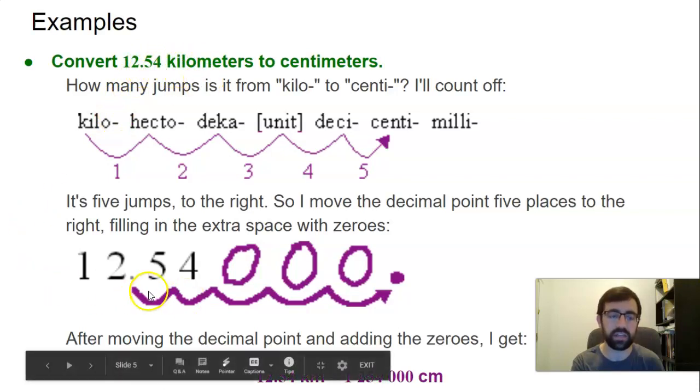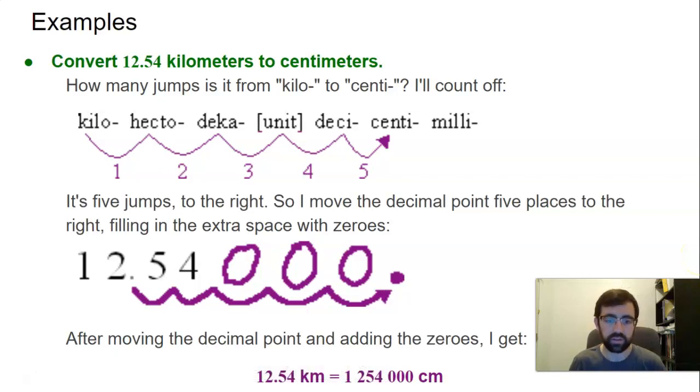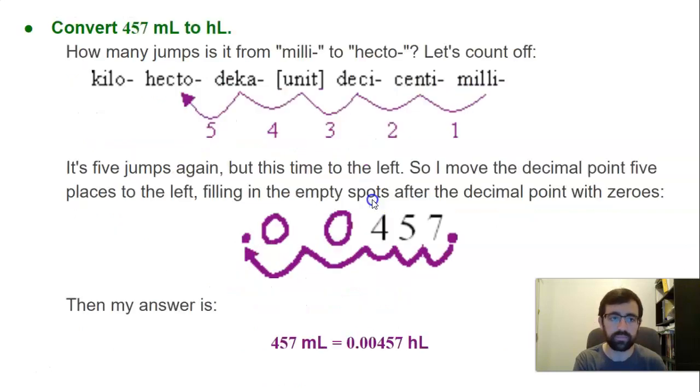And we just did that down here. 12.54, but we're going to move that decimal 5 spaces to the right, and it comes to the end. Fill in those 3 zeros that we need to fill in, and you get the number that we have written down here. 12.54 kilometers is 1,254,000 centimeters. We've got another example real quick.